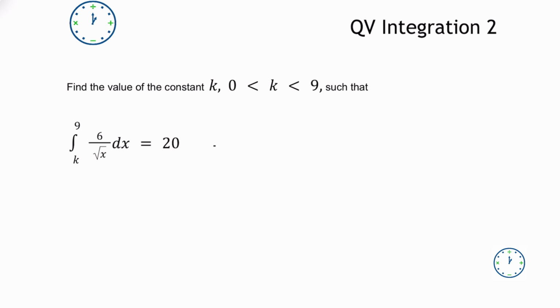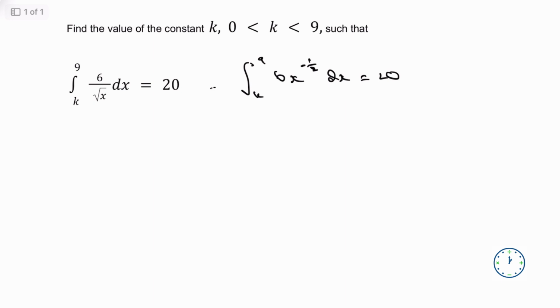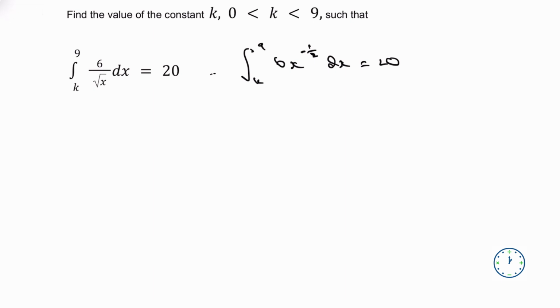So I'm going to make my life a little bit easier, and I'm just going to rewrite this as the integral of 6x to the power of minus a half dx, and that's going to equal 20, because that's going to give me the ability then to add 1 to the index and divide by the new index. So I'm going to use some big square brackets here, and that's going to give me 6x, add 1 to the index is going to be to the power of a half, and divide by a half.